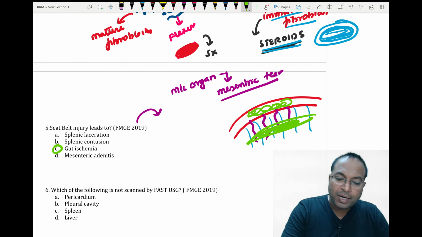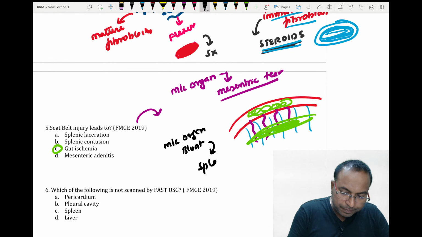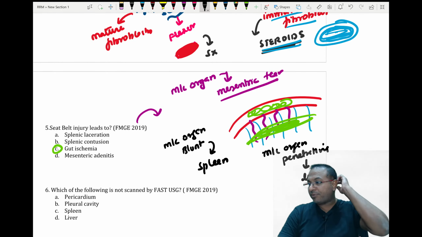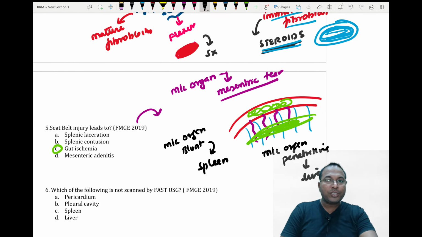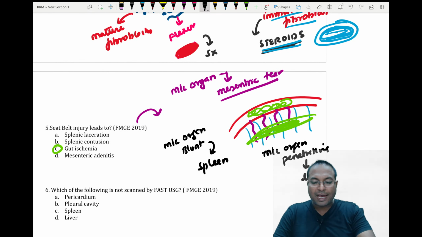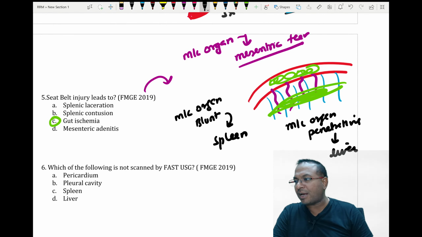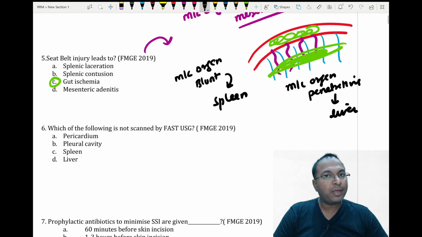Number 2, most common organ injured in blunt trauma of the abdomen. Answer is spleen. Most common organ injured in penetrating trauma, answer is liver. So these 3 questions are very basic questions for FMG level. Please don't get confused in this. Most common organ injured in a seat belt injury is mesenteric tear. In blunt trauma it is spleen. In penetrating trauma it is liver. So this is a very important simple question for FMG exam.